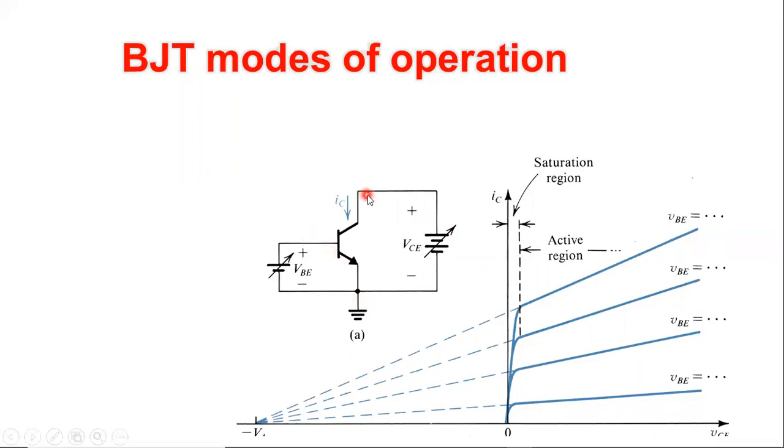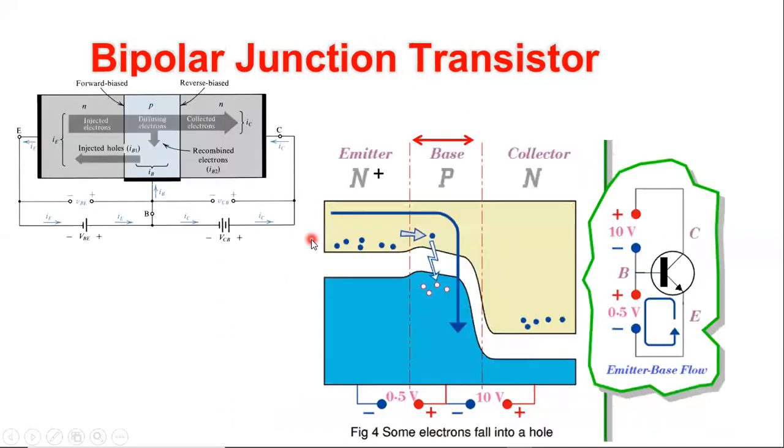So what about the base emitter junction? What about the base collector junction? Let's examine it now. Here the voltage is 0.7 and here the voltage is 5. So the higher voltage is connected to the collector with respect to the base.